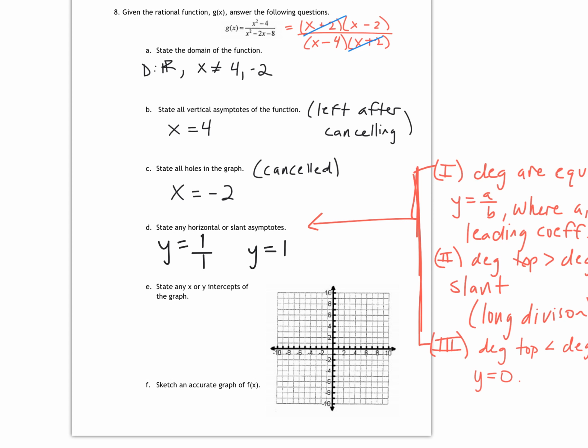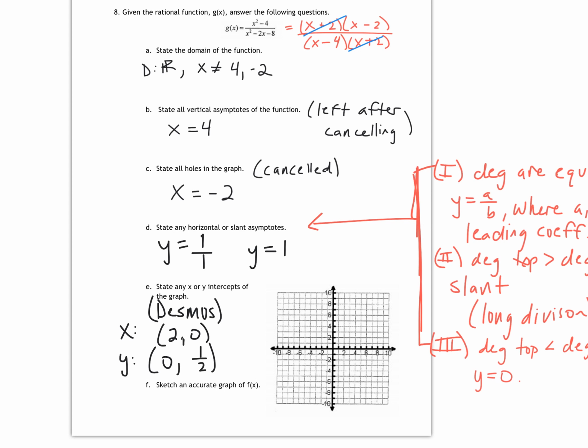Okay, now we need to look at any x or y intercepts. To do that, probably the easiest way is to go on the graph on Desmos. So I'm going to make a note here. I used Desmos to graph this, and I found an x-intercept at 2, 0. A y-intercept was at 0, 1/2.